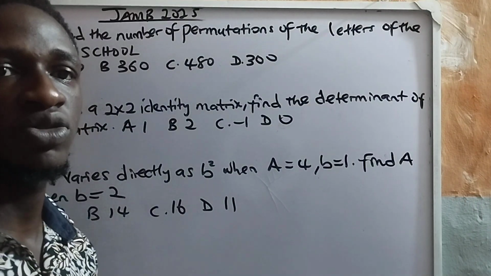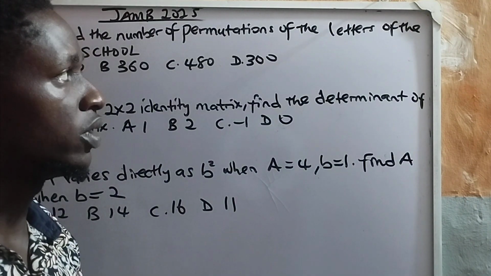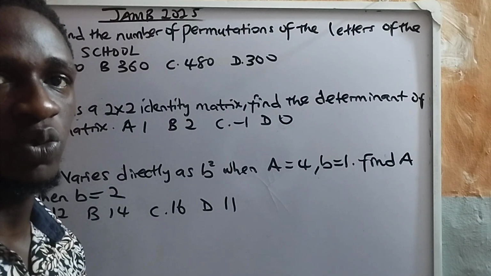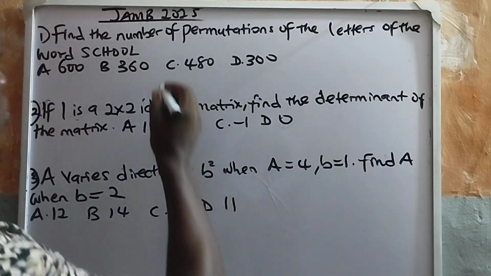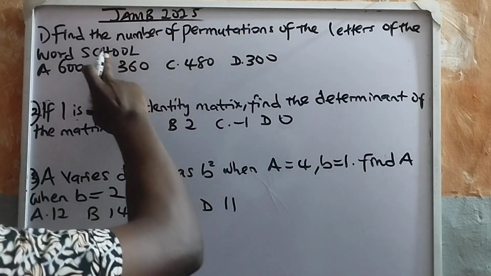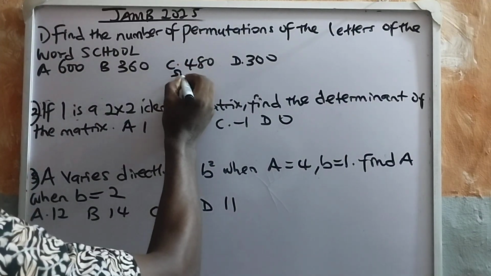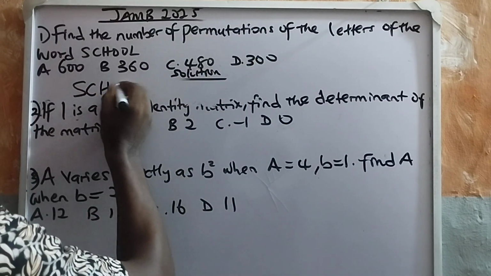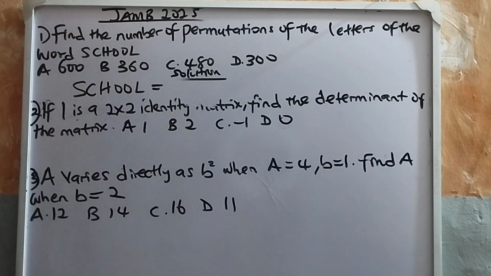Permutation and combination is one of the topics that will be asked in your JAMB, so you expect some of the questions from them. So let's go. Going by this, we have the word SCHOOL. So how do you go about it?